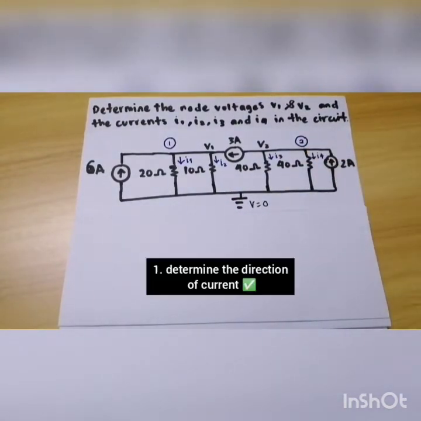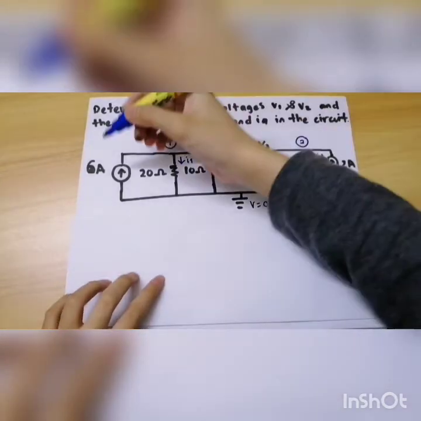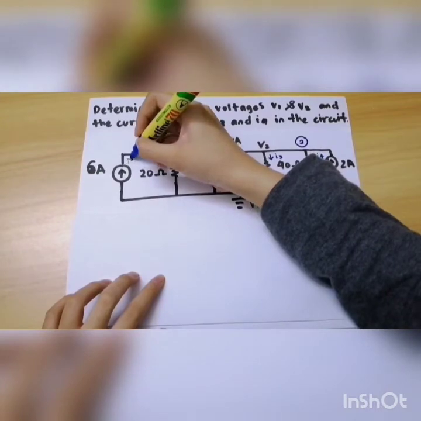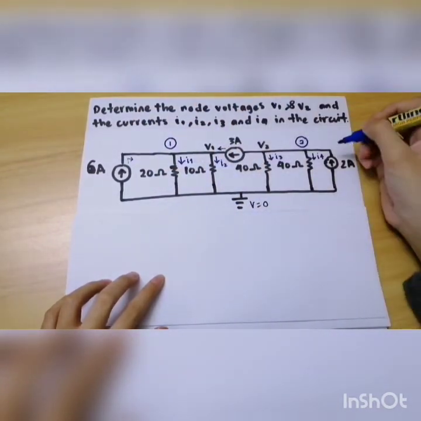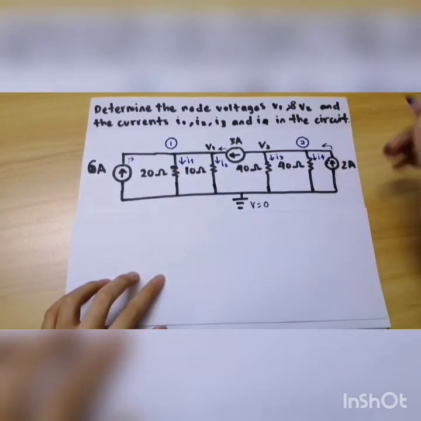So firstly, we need to determine the direction of the current. We were given 3 current sources, so we can just assume the direction of current according to the arrows given. So this current here is moving into the node, and this current here is moving into the node, and another one is moving into the node as well.